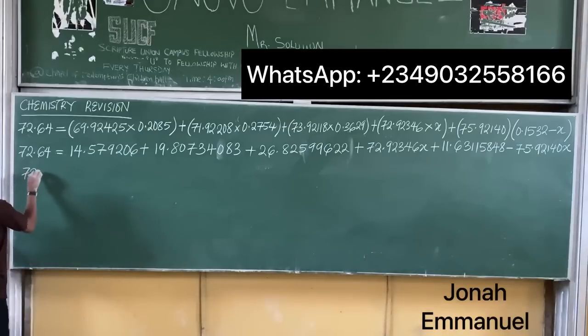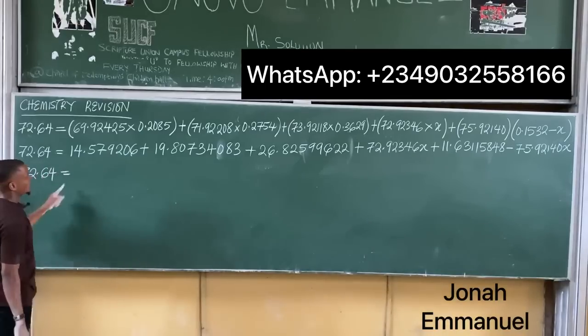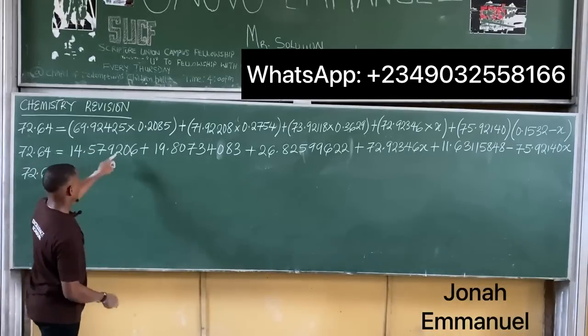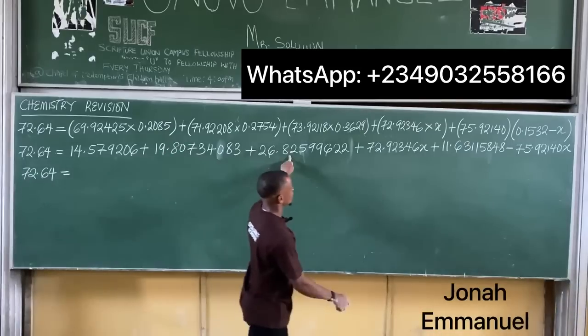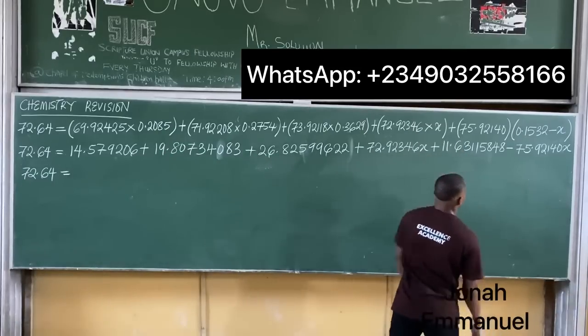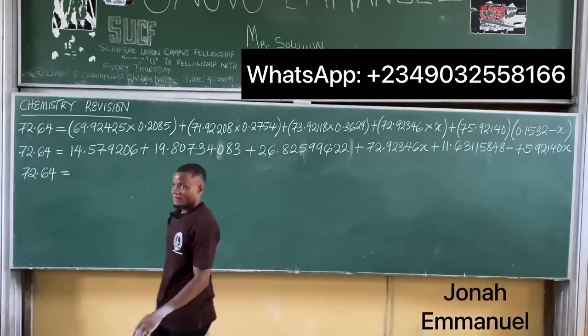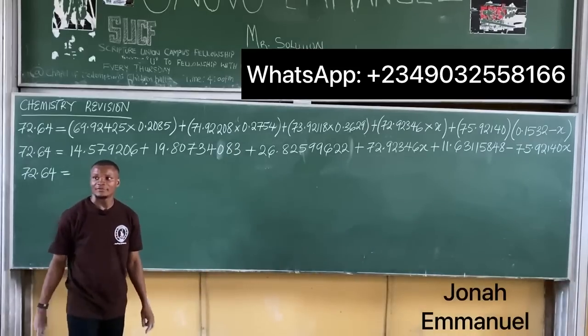So 72.64 is equal to, please add up the addables. This one, this one, this one, and this one. Please sum them up. What do you have? Please take your time. Punch correctly. What do you have?